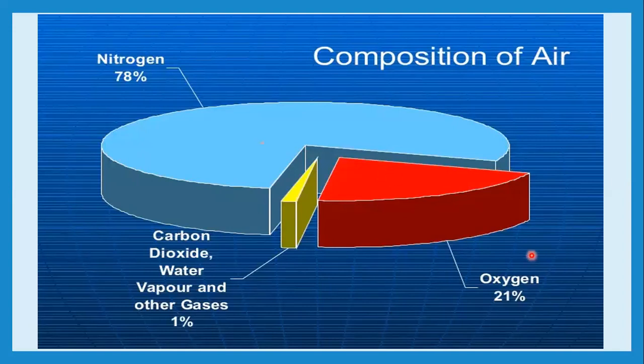Number two, oxygen, which takes 21% of the whole composition of the air. Carbon dioxide, water vapor, and other gases take 1%. It is the smallest part of the composition of air.